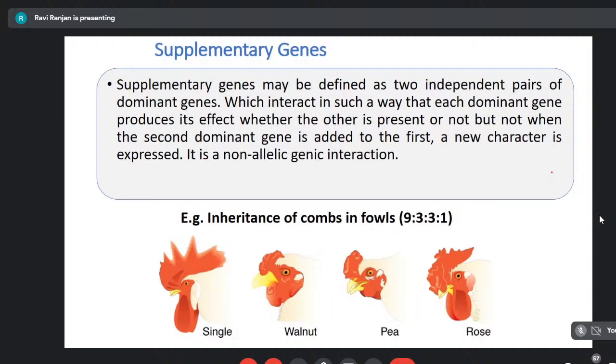The second type of gene interaction is the supplementary gene. These are also two independent dominant genes which can individually produce.